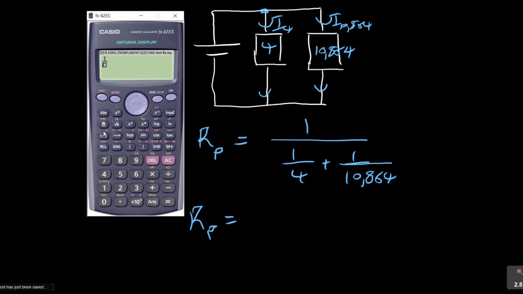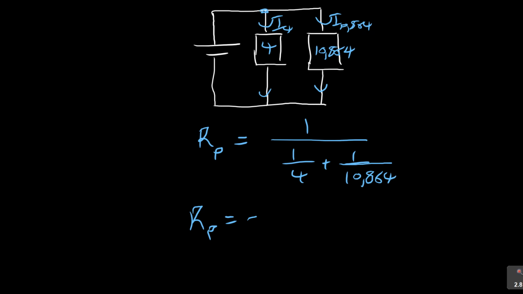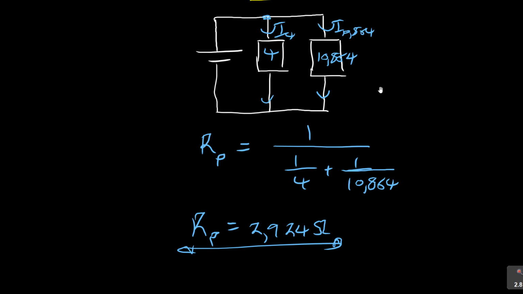You are finding RP straight away, which is 1 over 4 plus 1 over 10,864. Alright, then when I do it, it is 2.9235. Let's round off to 3 decimal places, which is 2.924 ohms. Now you're asking, but is that the end? Guess what? It's not the end. Why?